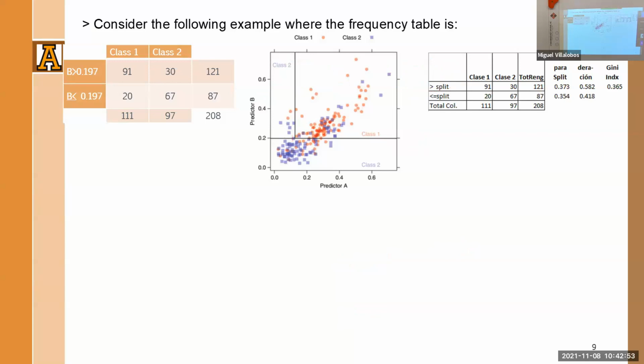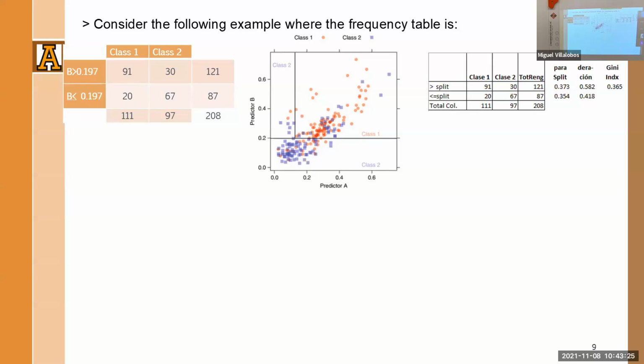Once I have the Gini index before the split and after the split, the split point and variable that is chosen is the one that achieves the largest reduction, the largest difference between the Gini index before and the Gini index after. That's how we would select the right split.